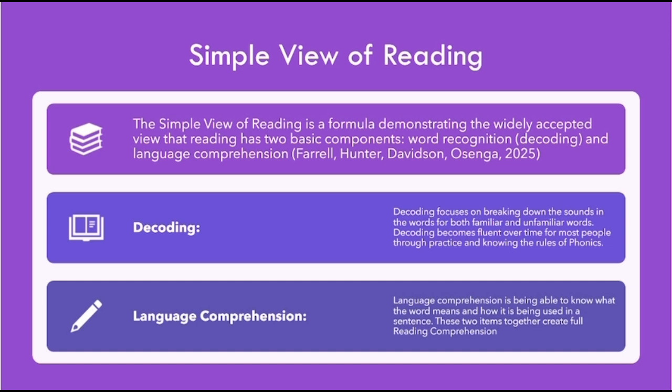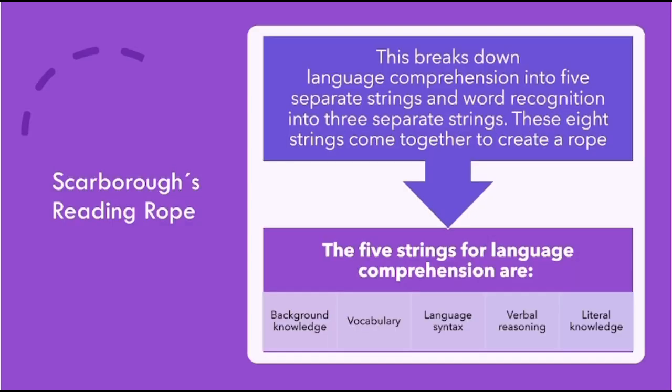Then language comprehension is being able to know what the word means and how it is being used in a sentence. So these 2 items together create the reading comprehension. So decoding and language comprehension come together, and that's the simple view of reading. Just 2 simple aspects play a big role when it comes to the science of reading. And so our next thing that we're going to take a look at is Scarborough's reading rope. So this breaks down the language comprehension.